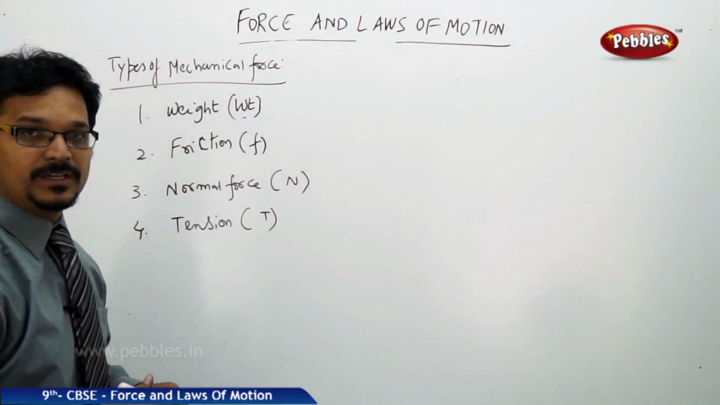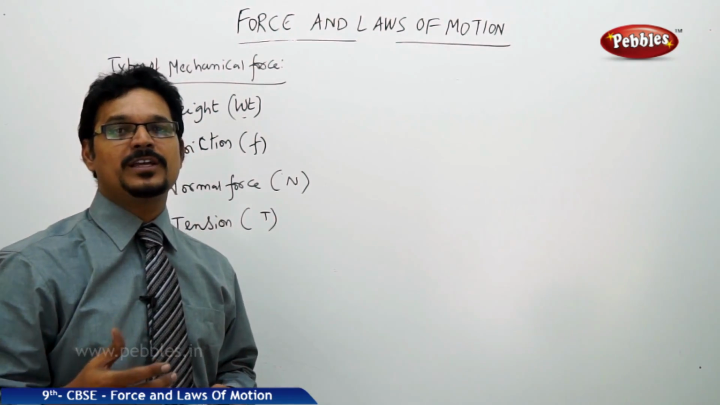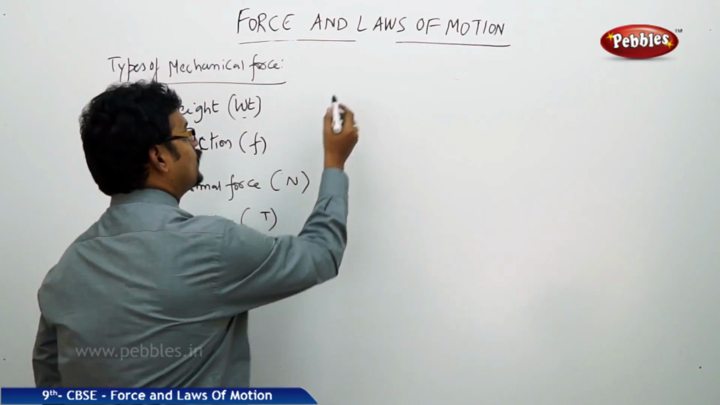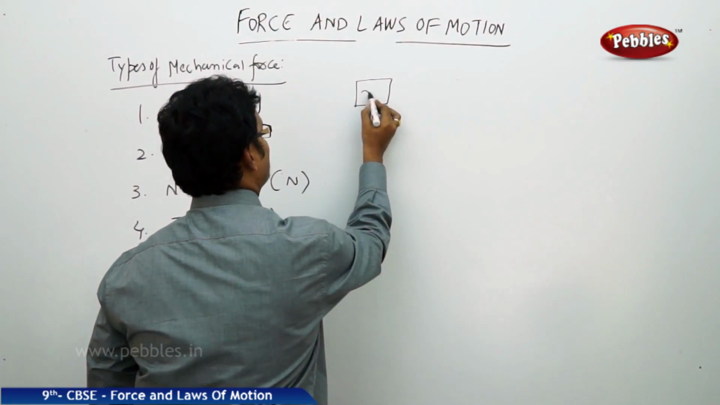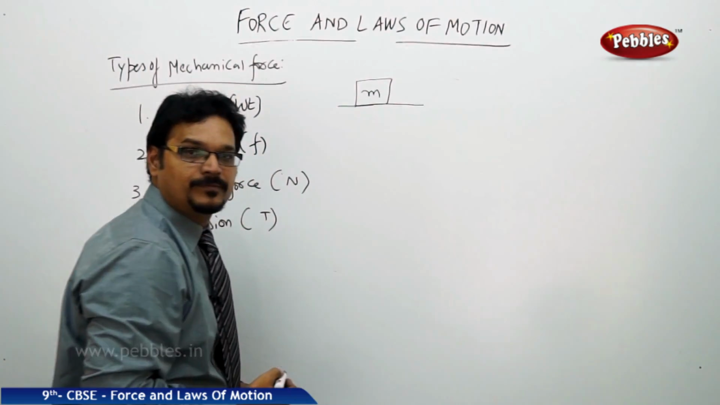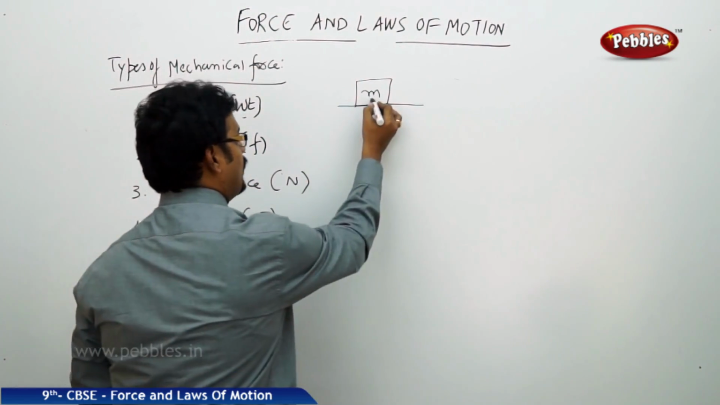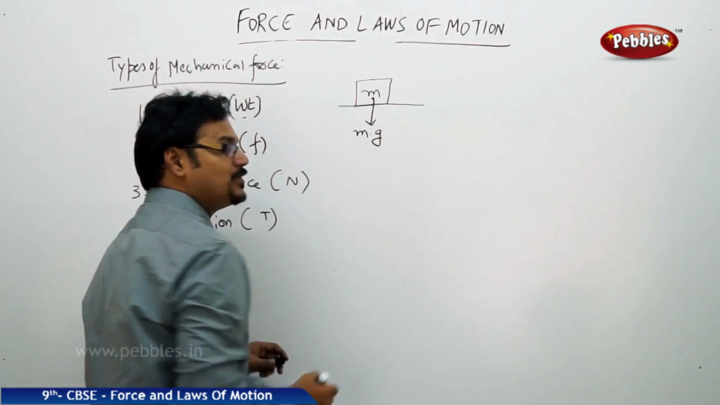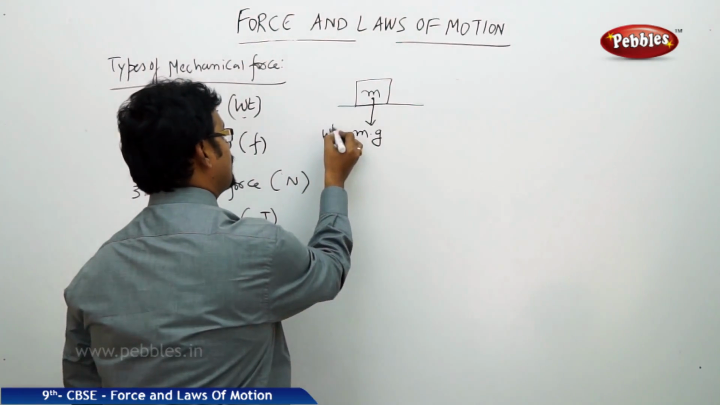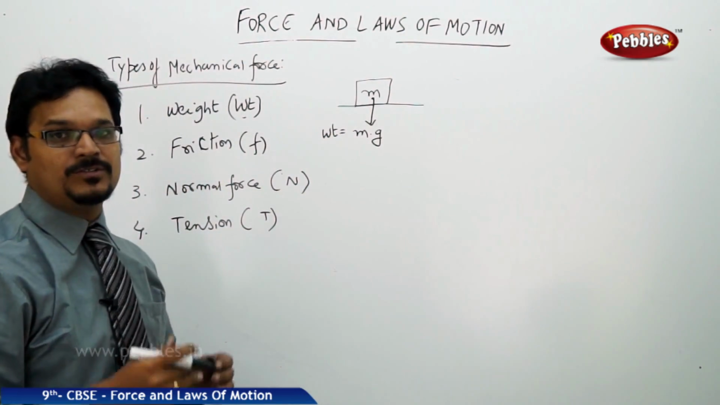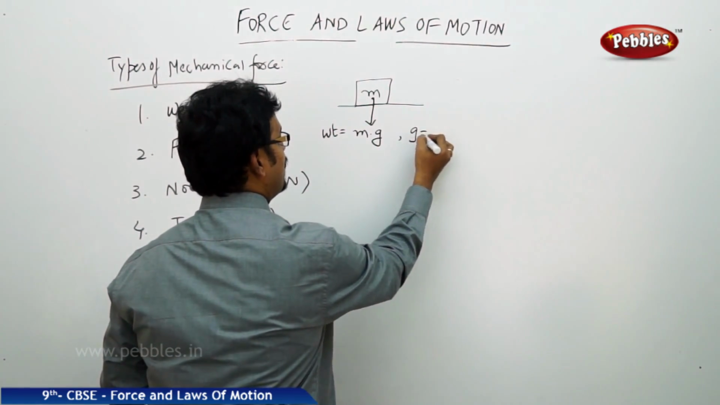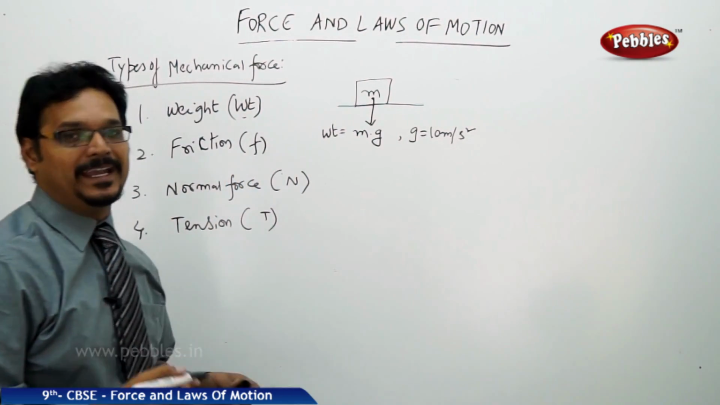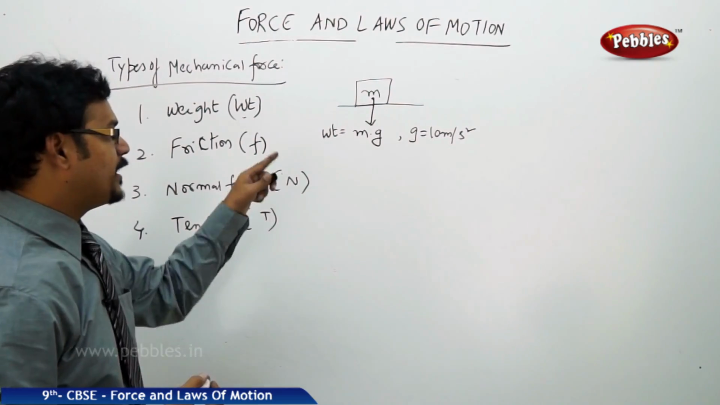Let me tell you the weight. You know the weight of a body. Weight of a body is nothing but a gravitational force on the body due to earth. So if you take a block like this of mass m on the ground, this block has weight, and this weight always acts towards the center of the earth, and the weight formula is mass into acceleration due to gravity. Weight Wt equal to m into g, and you know g value is 10 meters per second square. Approximate to take 10, but original value is 9.8 meters per second square. So weight equal to mg.